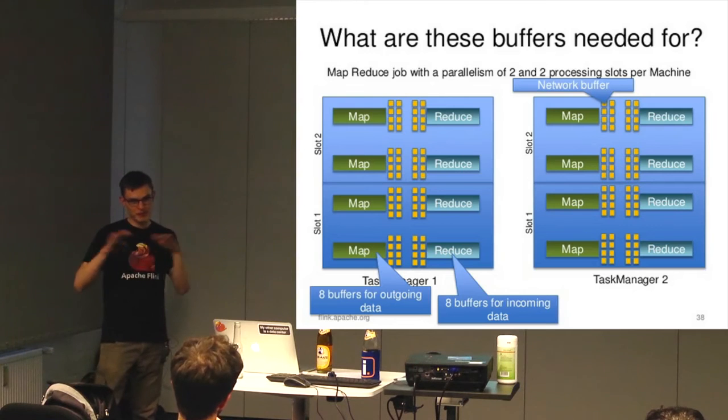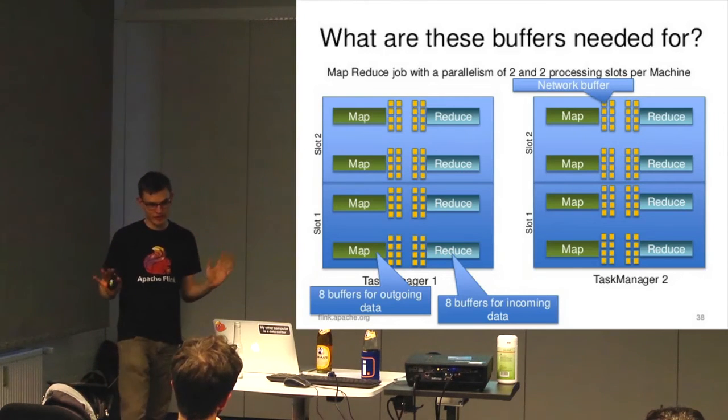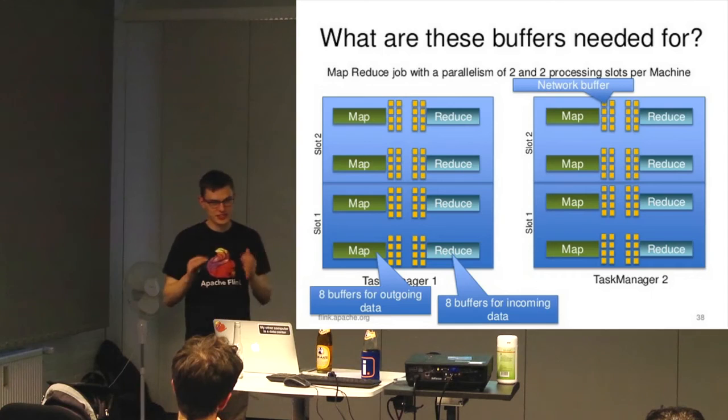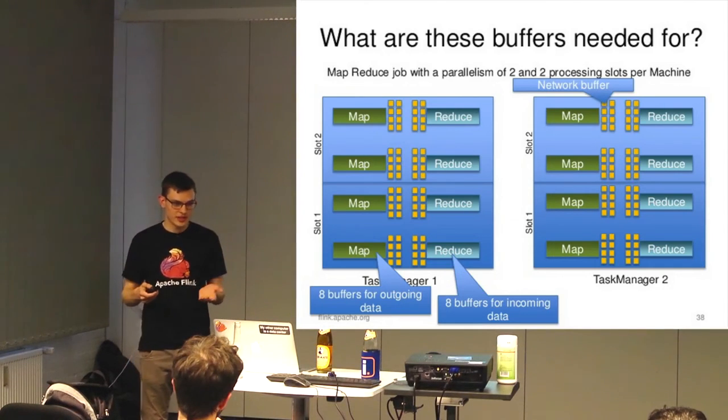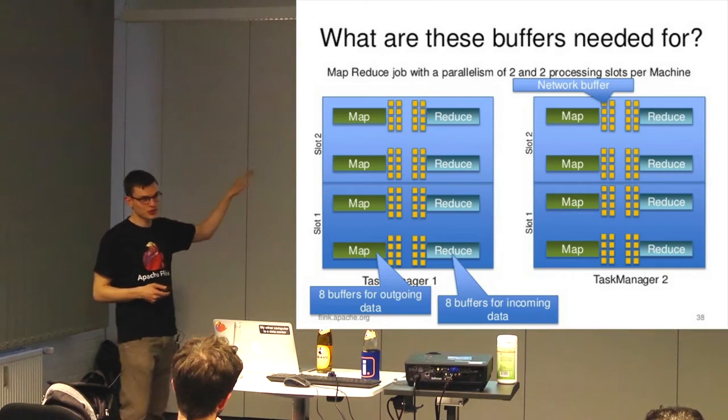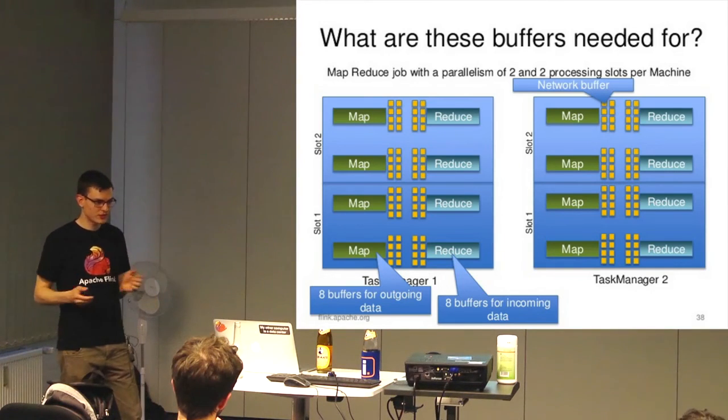So if you have a simple map-only job, you'll basically need no buffers because there's not much sending going on. But as soon as you have a repartition, for example, a join or a reduce, you'll need to send stuff through your cluster.